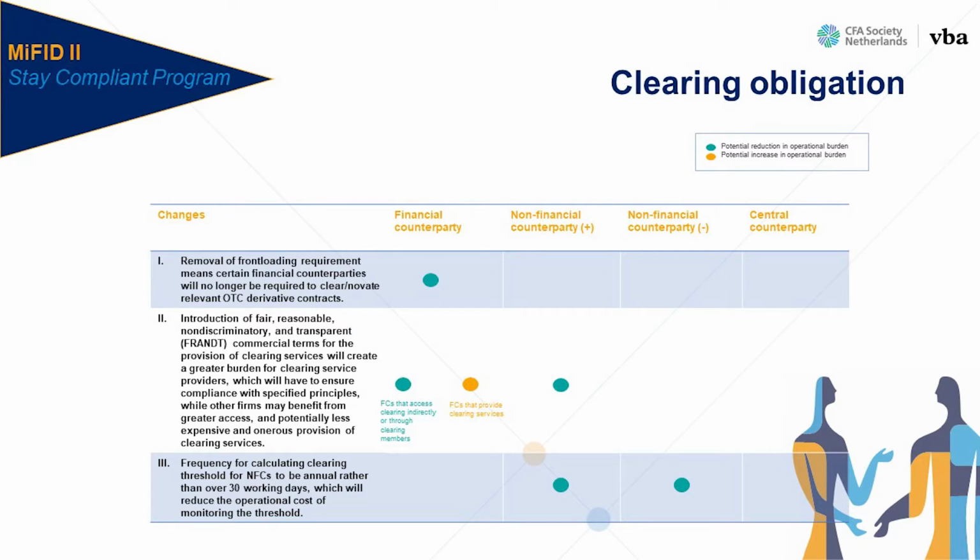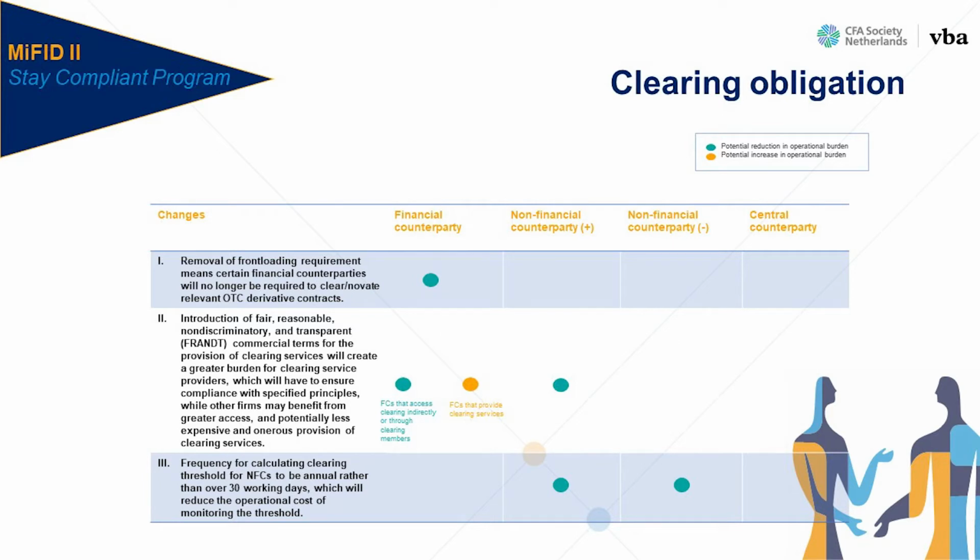As can be seen on this slide, one of the key changes under Refit is the introduction of the small financial counterparty, also known as the SFC. An SFC is exempted from the clearing obligation, but will remain subject to the risk mitigation obligations, such as the posting of margin. The determination for whether an entity is an FC or an SFC will be made using the same clearing thresholds that apply to non-financial counterparties.